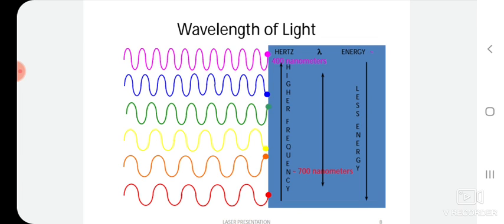It means the higher the frequency, from red to violet or blue light, the lower the wavelength, and the higher the energy. This is nothing but the wavelength of light.